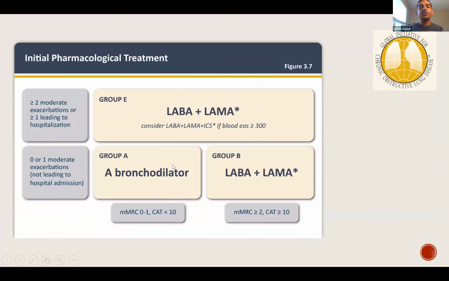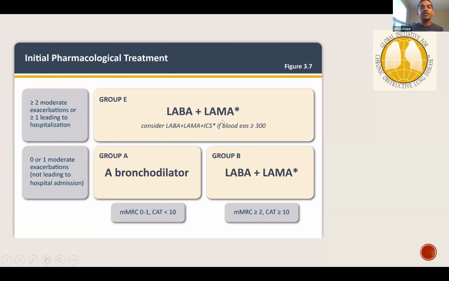So now that you've been able to stratify their severity, this can help you choose inhalers. For group A, the least severe group, they may get by with just short-acting treatments or just one bronchodilator. The long-acting bronchodilator choice would be a long-acting muscarinic agent, for example, Spiriva. In group B patients, those having worsening respiratory quality of life, you want to start them on dual bronchodilator therapy. This would include a long-acting beta agonist as well as a long-acting muscarinic agent.